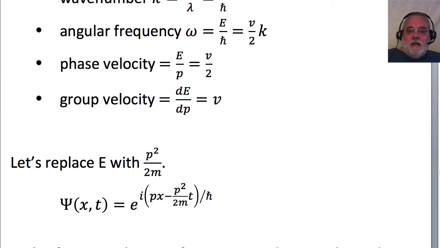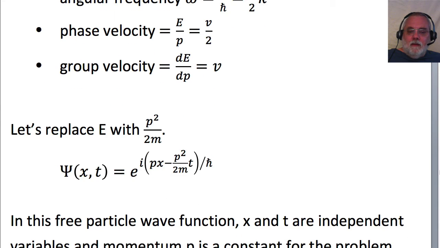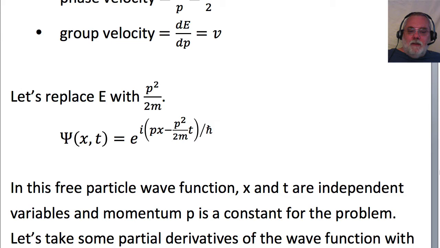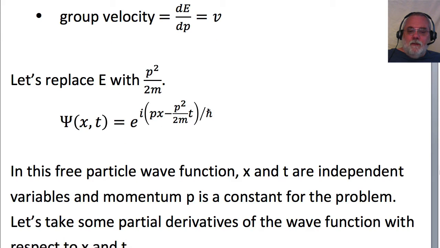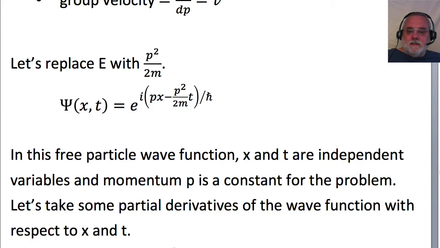Let's replace energy E with p squared over 2m. We get capital psi of x and t is e to the i quantity px minus p squared t over 2m, quantity divided by h bar, for a free particle wave function. x and t are independent variables, and momentum p is constant for this problem.